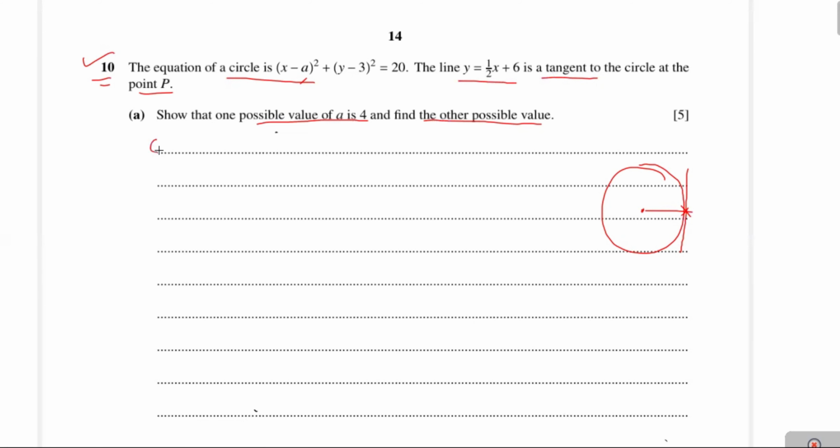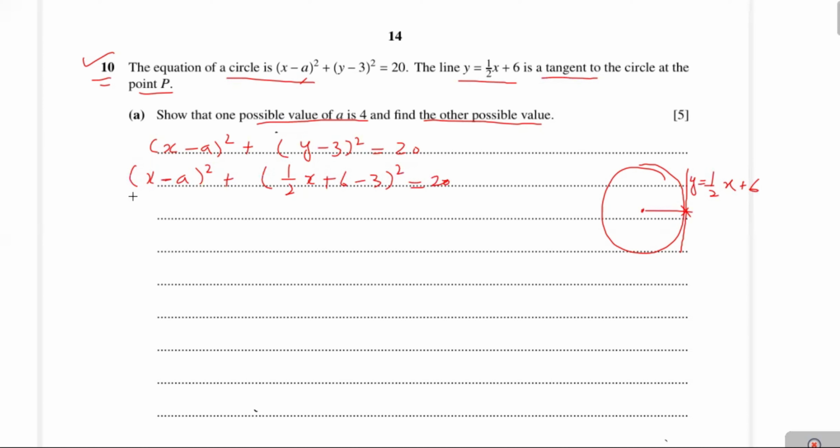Firstly, we write the equation of the circle, x minus a whole square plus y minus 3 whole square equal to 20. The line is a tangent to the circle. This is the tangent line, 1 over 2x plus 6. Therefore, this y will be equal to 1 over 2x plus 6. We put the value in this equation. We get x minus a whole square plus 1 over 2x plus 6 minus 3 whole square equal to 20.